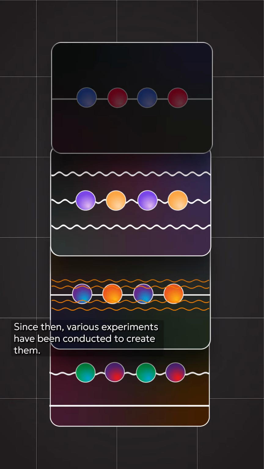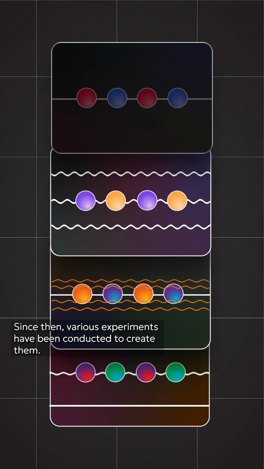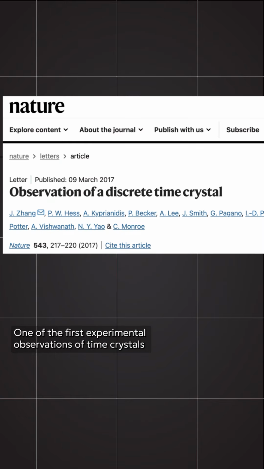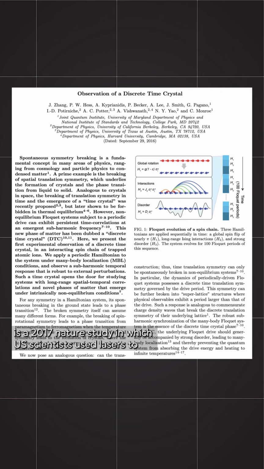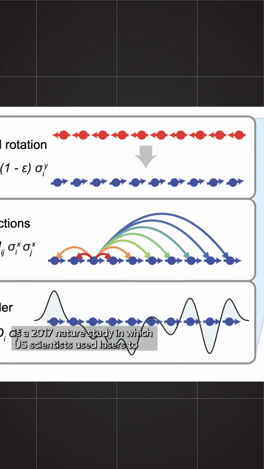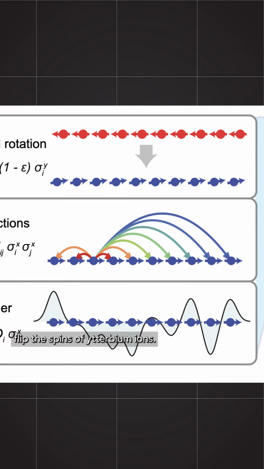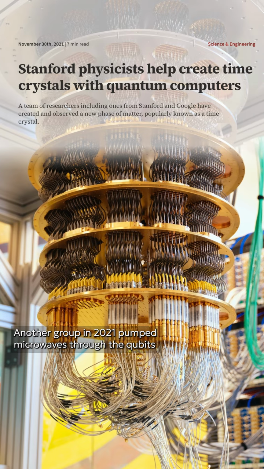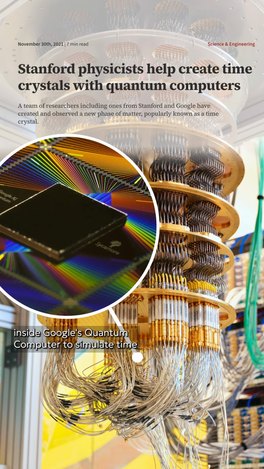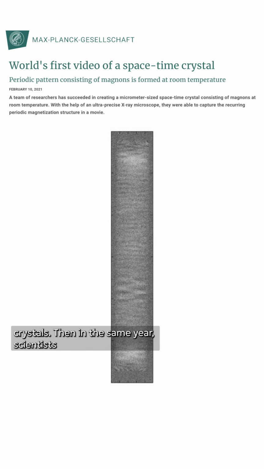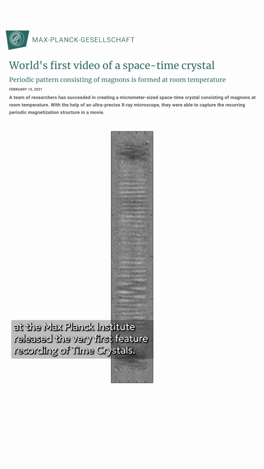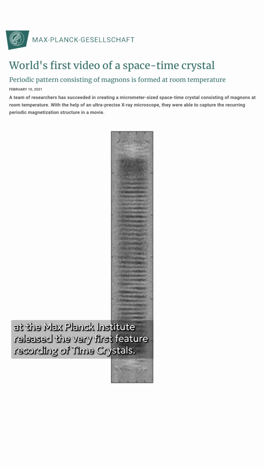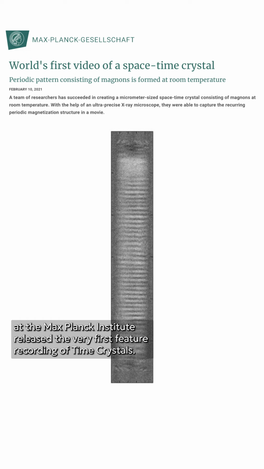Since then, various experiments have been conducted to create them. One of the first experimental observations of time crystals is a 2017 Nature study in which US scientists used lasers to flip the spins of ytterbium ions. Another group in 2021 pumped microwaves to the qubits inside Google's quantum computer to simulate time crystals. Then, in the same year, scientists at the Max Planck Institute released the very first video recording of time crystals.